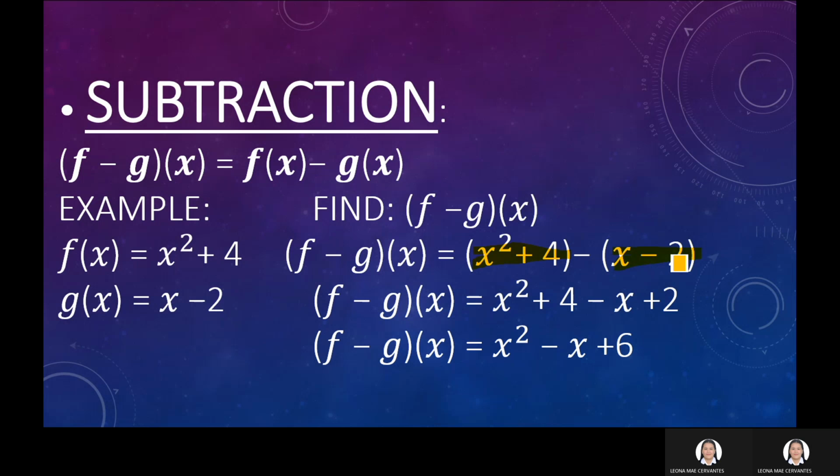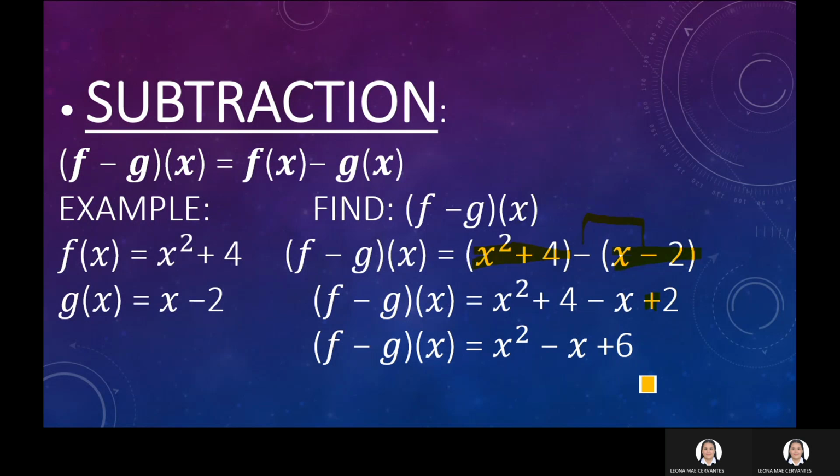So we have x squared plus 4 minus x plus 2. Like signs, kaya siya naging plus 2. So now we have x squared plus 4 minus x plus 2. So we have x squared minus x, 4 plus 2 is equal to 6.